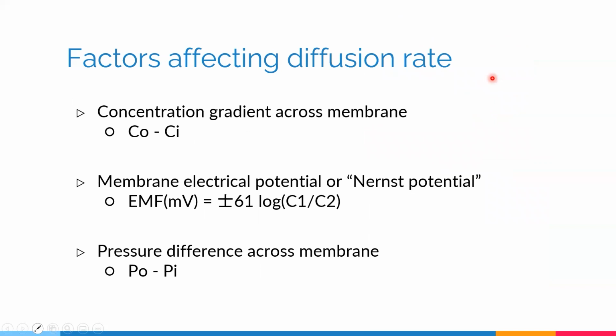Next, we will look into various factors which affect the diffusion rate. These factors include concentration gradient of the particular substance across the membrane, which is given as the difference between the outside concentration and the inside concentration, Co minus Ci. Next, it also depends on the membrane electrical potential or Nernst potential of the particular membrane of the particular substance. So what does this mean? So we know that the cell membrane by itself is inherently charged, but also the ions of the molecules which want to enter or exit the cell are also charged themselves.